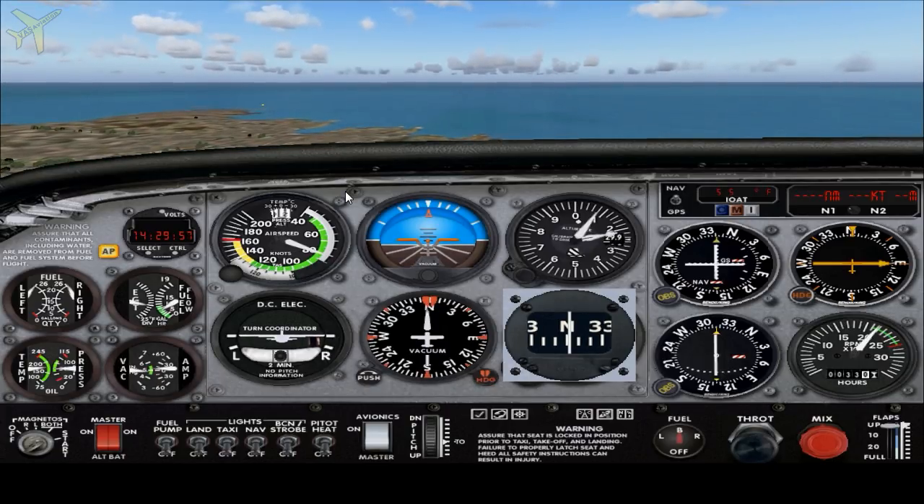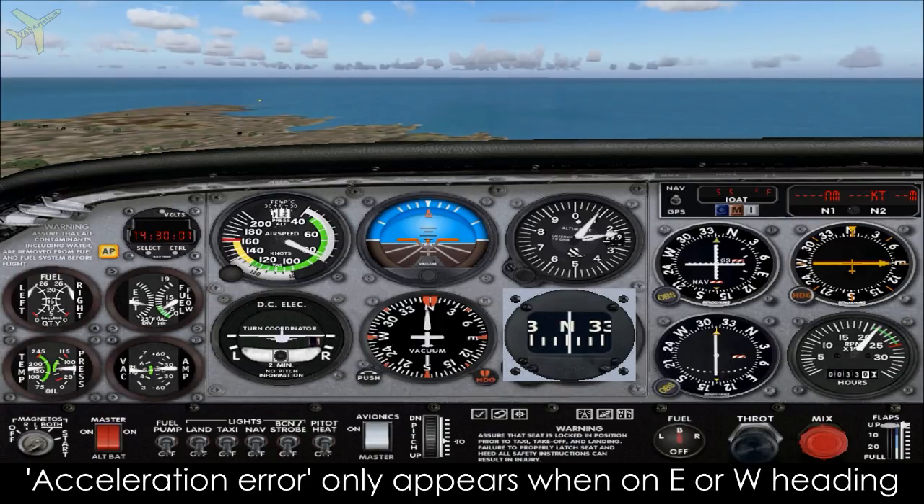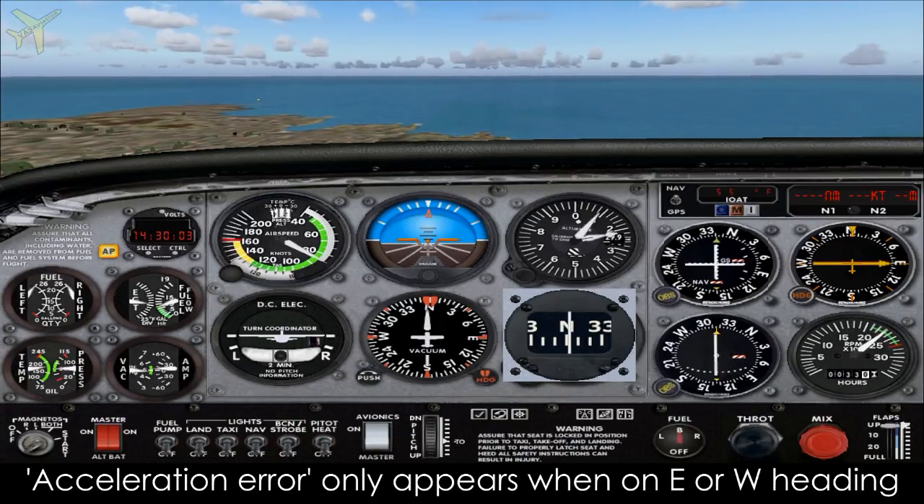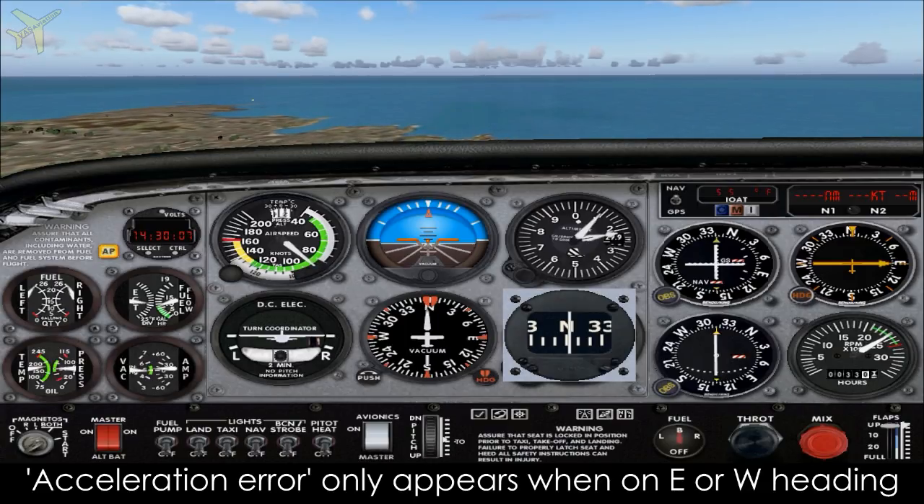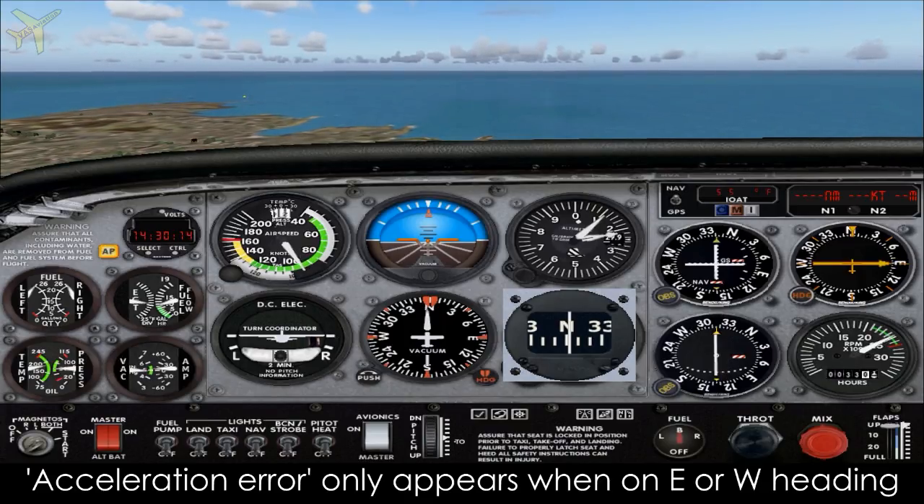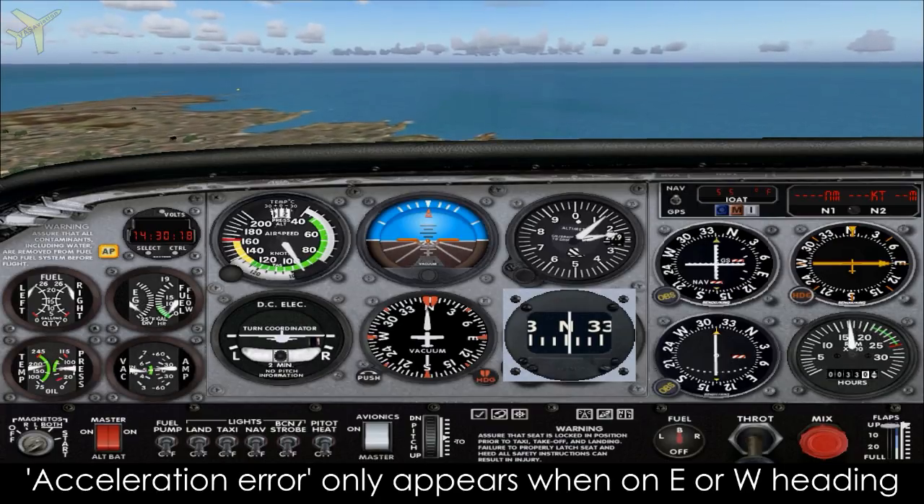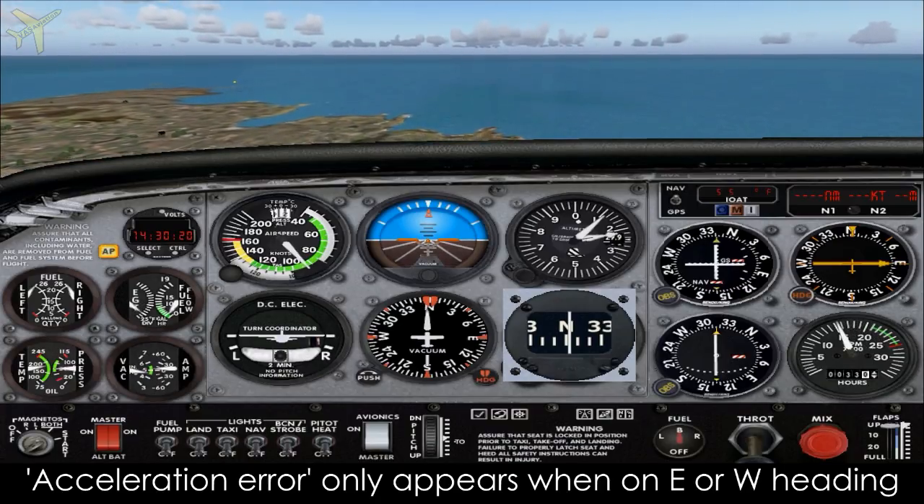If we accelerate or decelerate while flying north, south, or any heading other than east or west, the compass will just move or tilt because of physical forces projected onto the pivot, but will not indicate different than the current heading. The acceleration error only shows up on east and west headings.